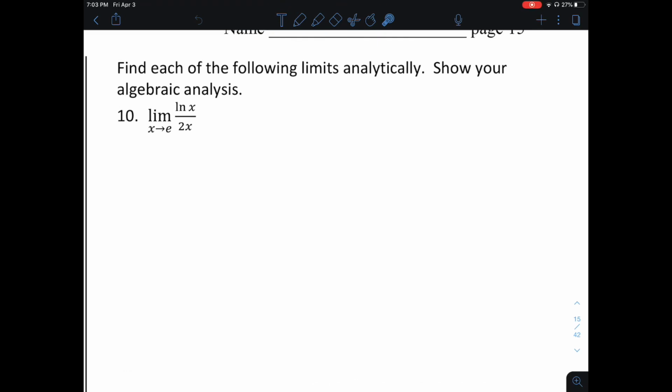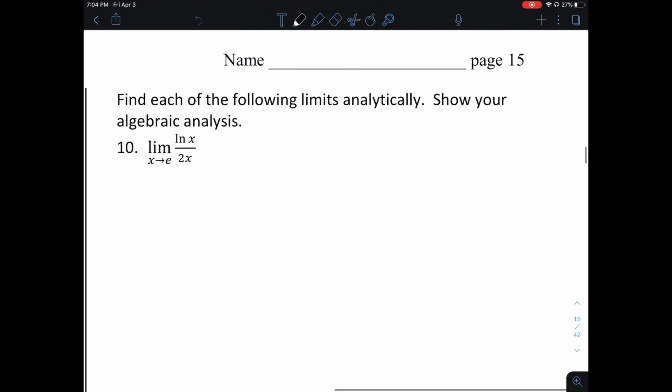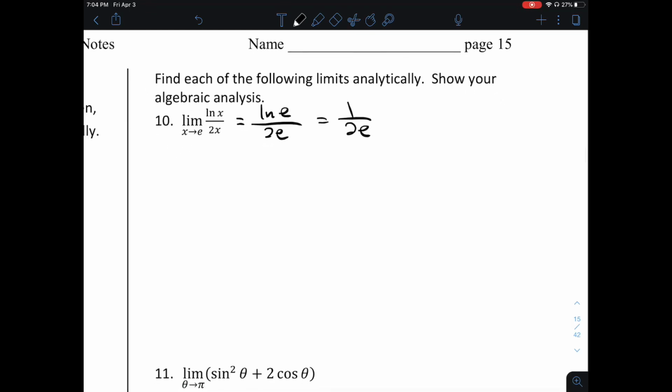Number 10, find each of the following limits analytically. Show your algebraic analysis. So we're going to try to use substitution, and if it works, great. If it doesn't, then we'll try something else. Well, it sure looks like substitution is going to work for this, because I'm not getting something that's undefined. What is natural log of e? Well, that is 1, of course.